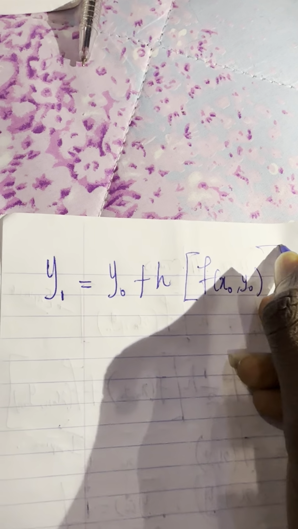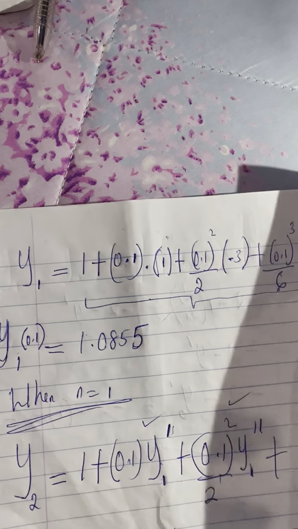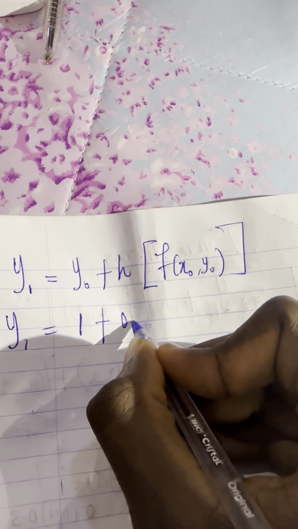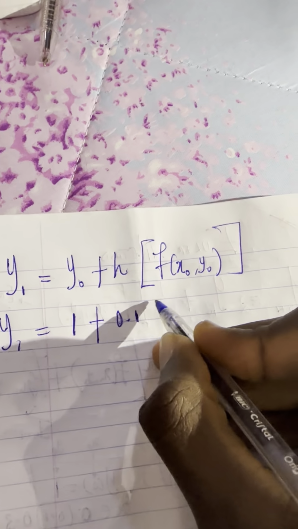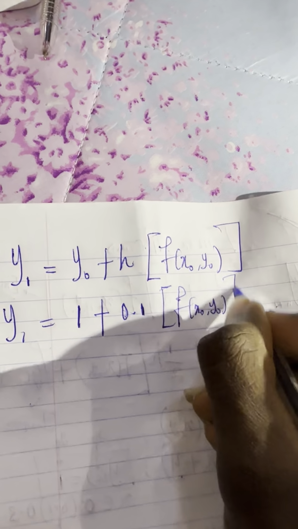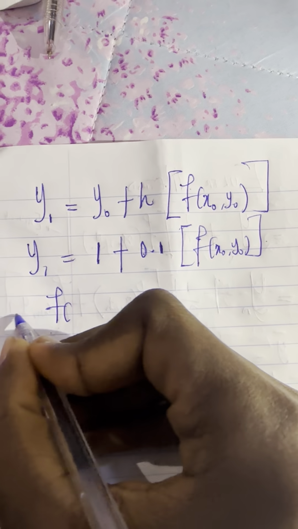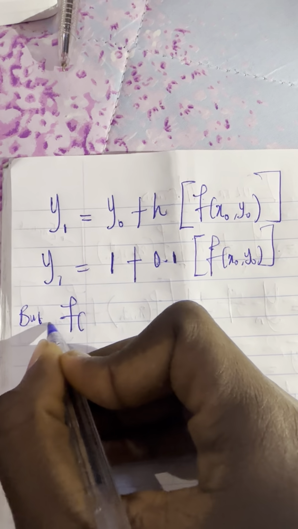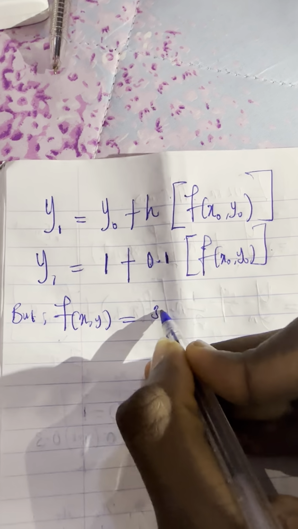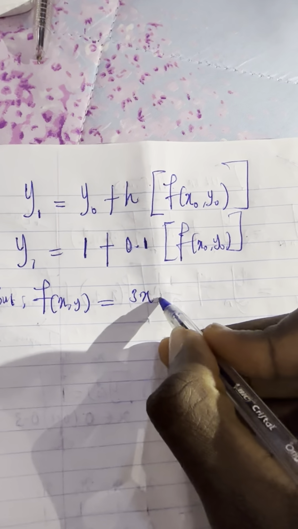When your n is 0, that's what we have. So my y naught is given to us as 1, plus my step length is 0.1. So what's my f of x naught, comma y naught? That's what I'm looking for. We believe that f of x, comma y is equal to what? 3x plus y.